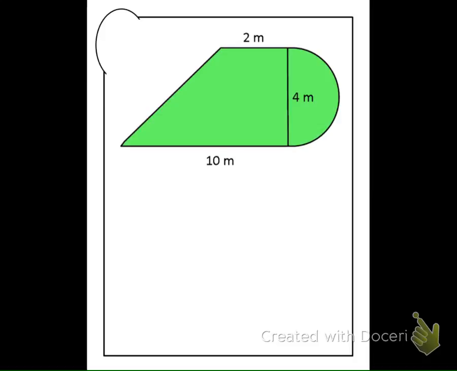You could separate into 2 shapes, 3 shapes, 4 shapes, depending on what you're looking at. Now I'm going to take this and I'm going to make it into 3 different shapes. I'm going to have a triangle, a rectangle, and a semicircle right here, which is half a circle. So what I want to do now to find the area of this total shape is I'm going to find the area of each of these individual shapes and then just add them together.